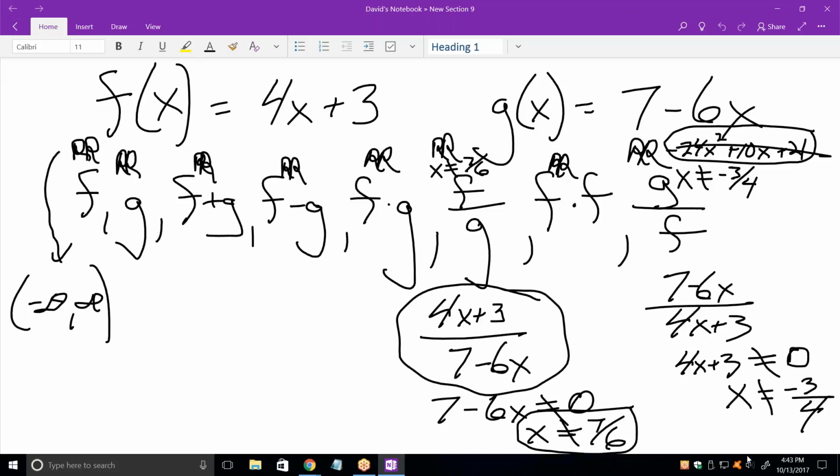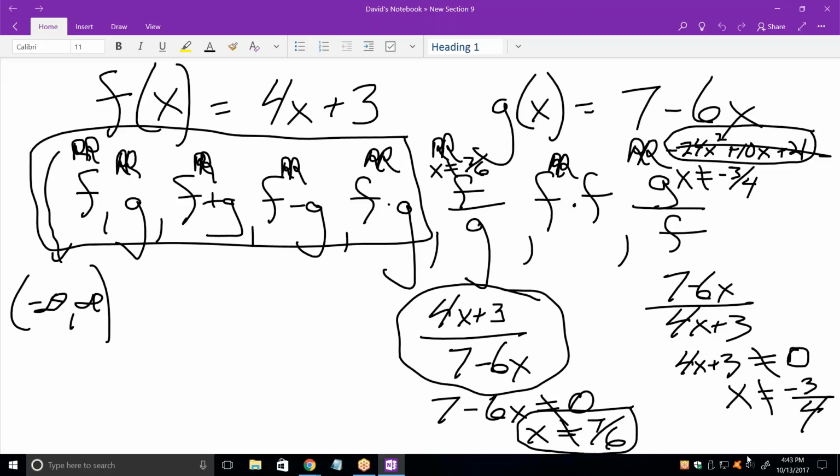It's the domain of f plus g. Same thing. That's all real numbers too. Okay. Same thing. All 5 of these are going to be negative infinity to positive infinity. Now, when you use interval notation on the next one, it has to be done in intervals.